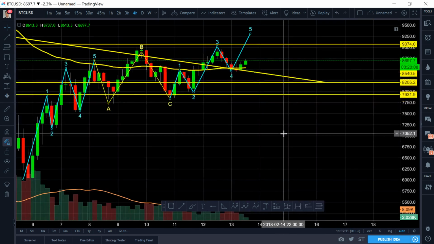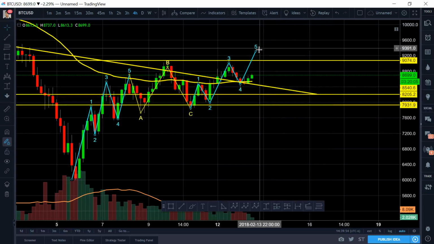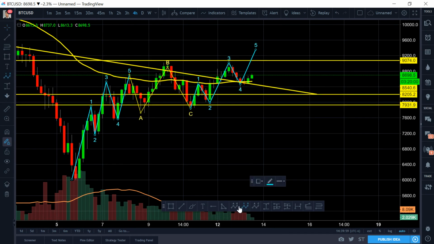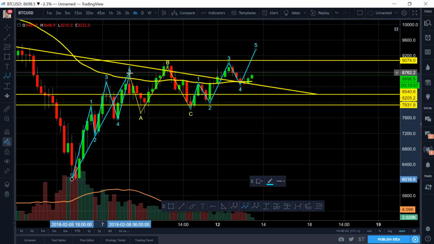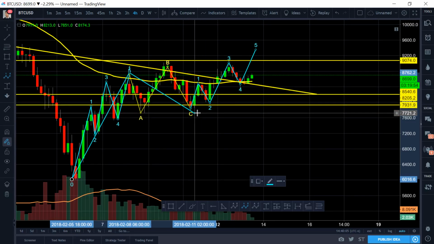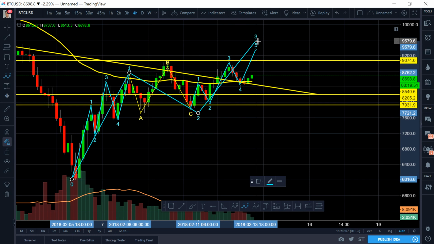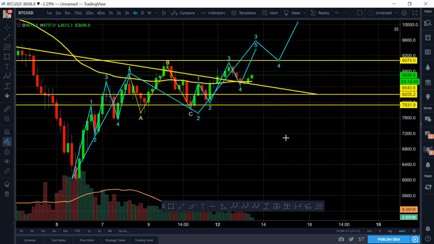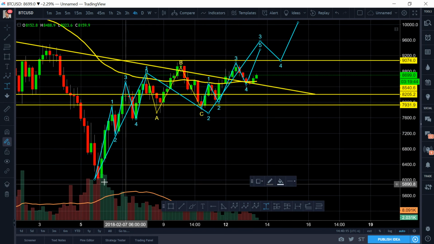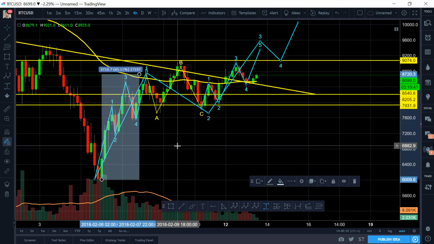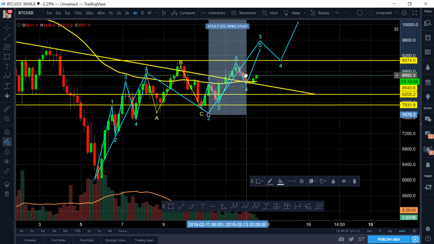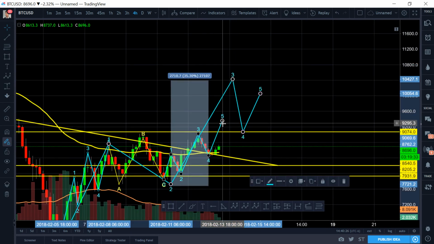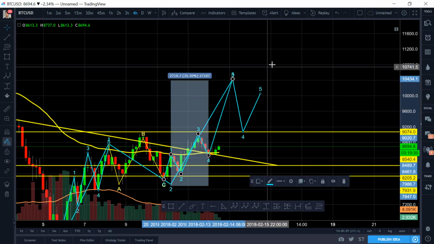So if this was a possible valid count right here, then this would be wave 1, wave 2 right here. This is our ABC, and is this wave 3? What? If that was our wave 3 right there, then that would have to imply one thing. It would have to imply that because wave 1 has so much strength right there, wave 3 is tiny. It would have to imply one of two things. It would have to imply that this wave 3, to make it according to Elliott wave analysis, would have to be a massive wave like that, okay?